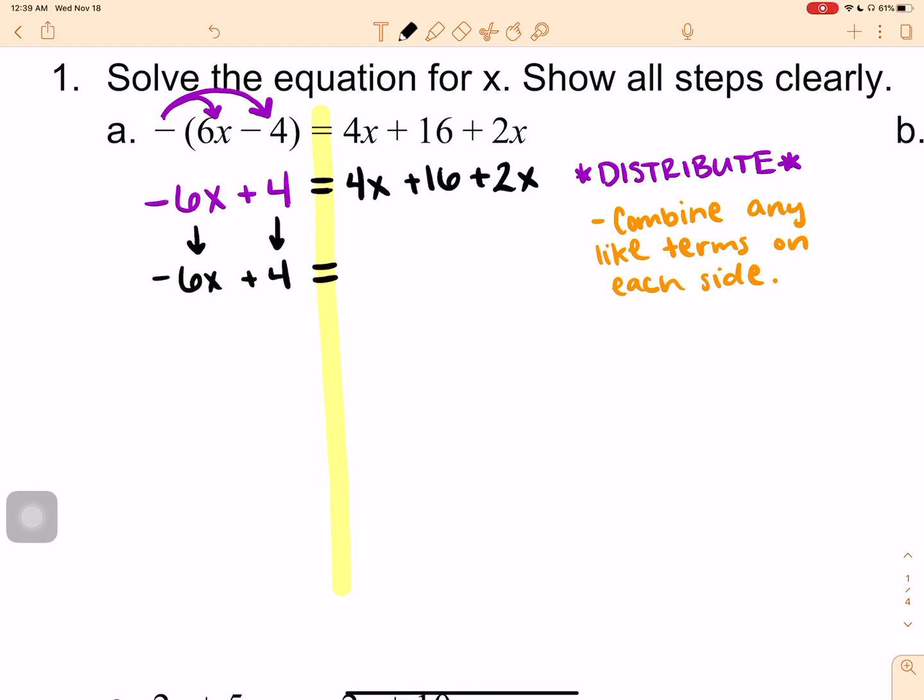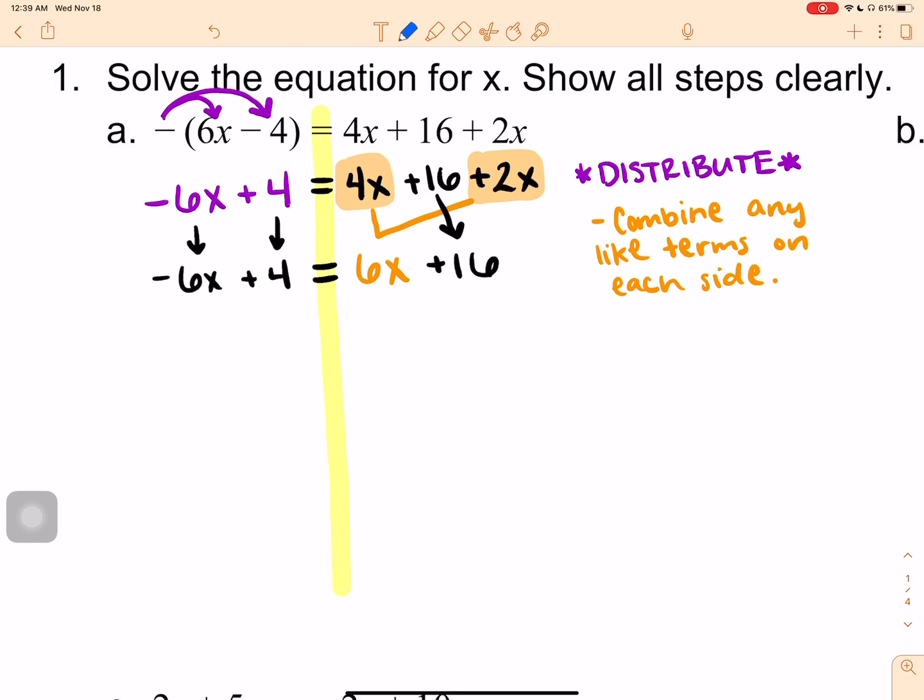But now looking over here on the right side, I see that I can combine the 4x and the 2x. So those two are what we would call like terms. They both have an x. So 4x plus 2x is 6x plus 16. The 16 has nothing to be combined with, so I'm just going to bring it down.